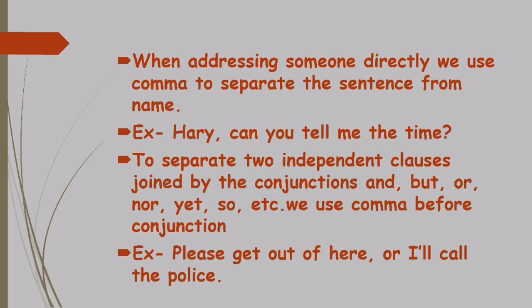To separate two independent clauses joined by the conjunctions and, but, or, nor, yet, so, etc., we use a comma before the conjunction. First of all, you should know the meaning of dependent and independent. Dependent means you depend on someone. Independent means you can stand on your own, you are not dependent on someone. So, to separate two independent clauses joined by these conjunctions, we use a comma, like: please get out of here, or I'll call the police.